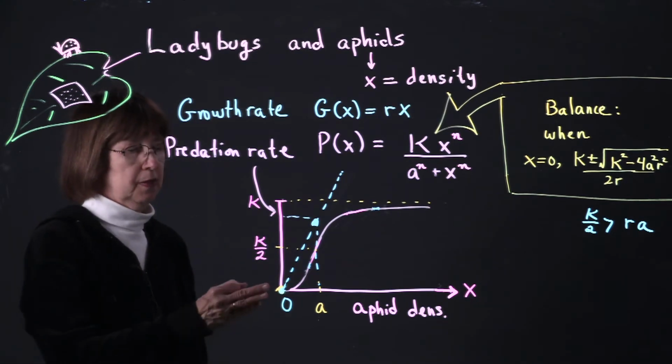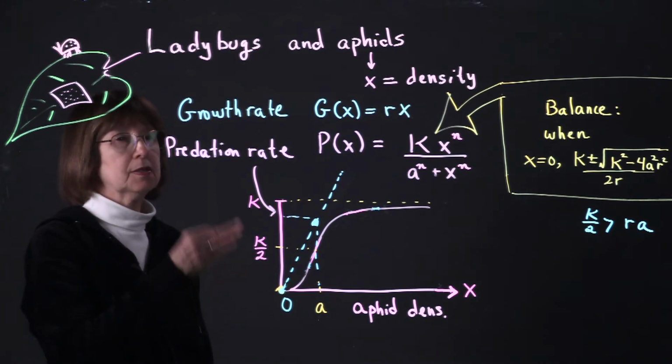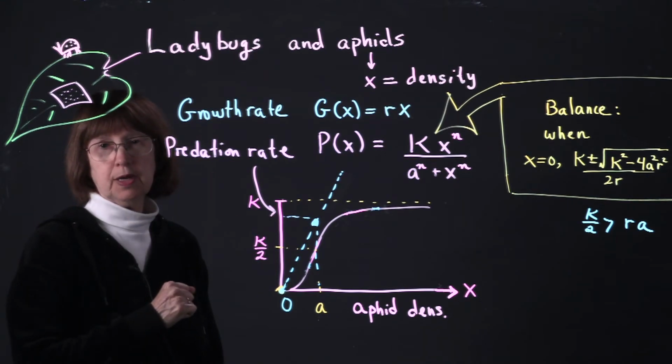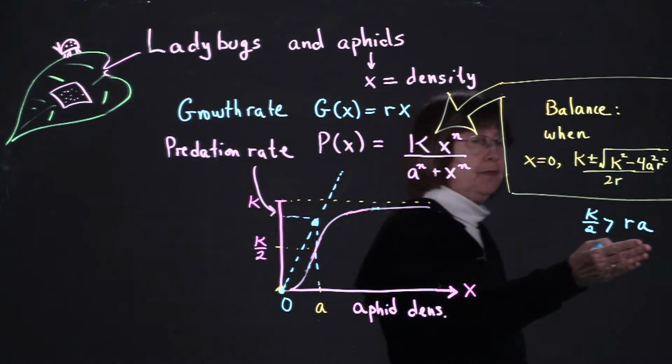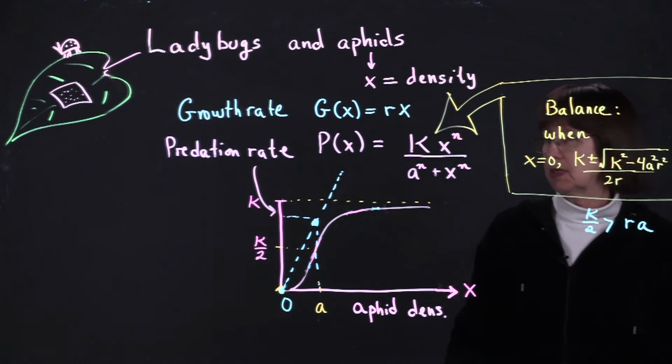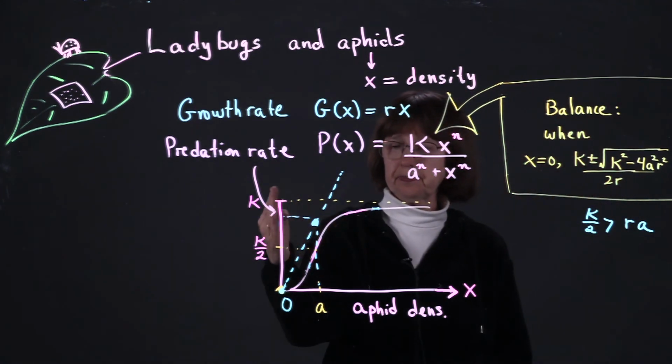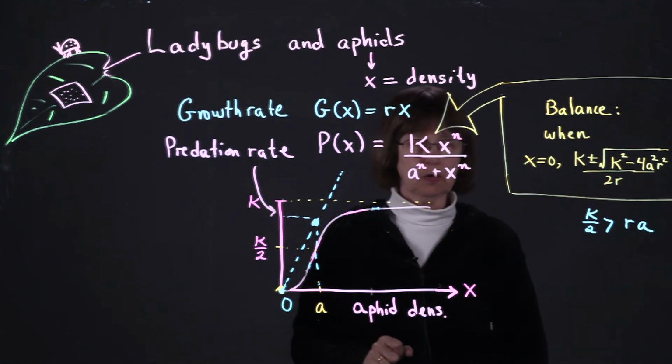In other words, there are no longer solutions such that the growth and the predation rates of the aphids are precisely balanced. And so we can understand this inequality as telling us something about the configuration of these 2 curves in the plane.